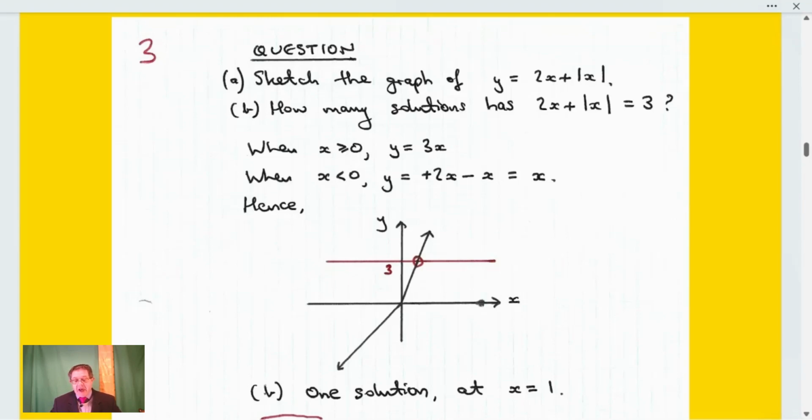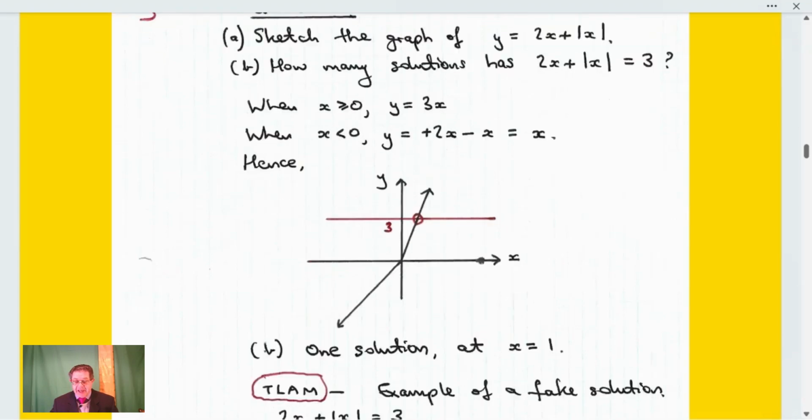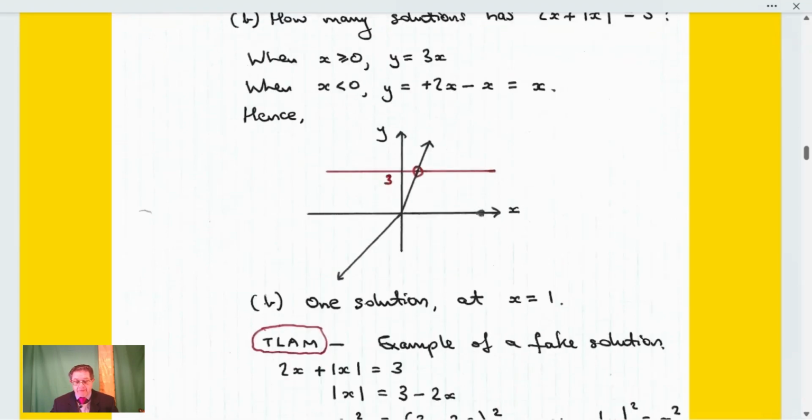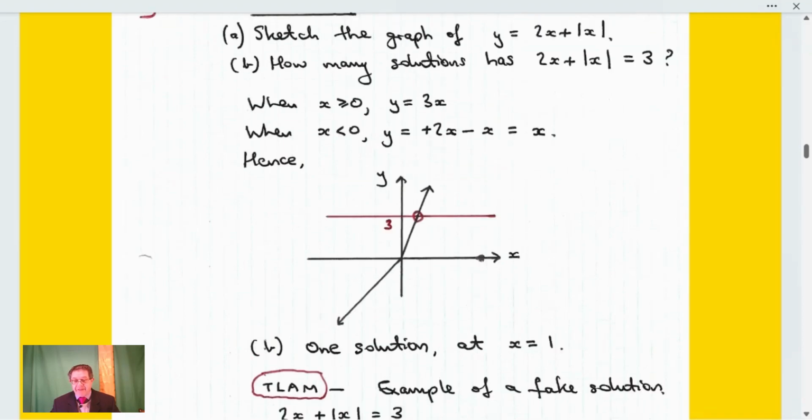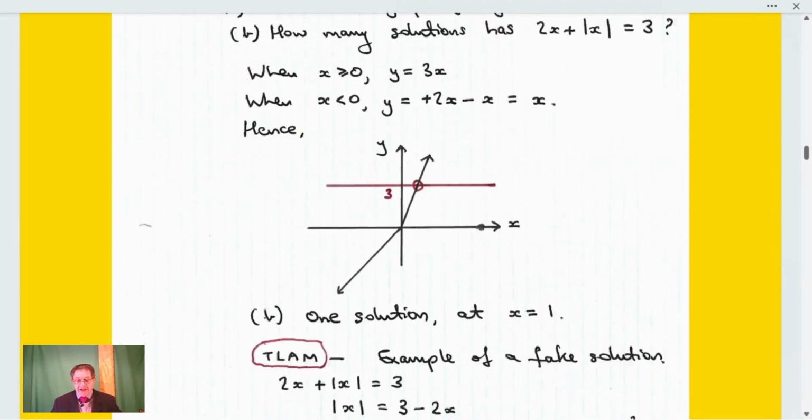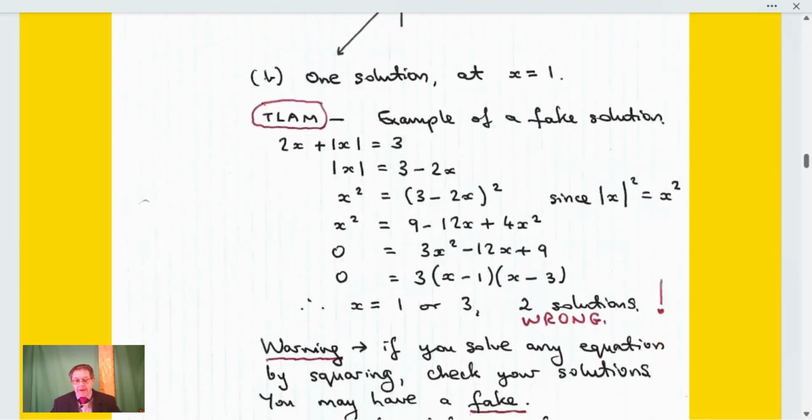Part B of this question, how many solutions has 2x plus mod x equals 3? Drawing the line across graphically, when y equals 3, there is one solution only. It doesn't ask us where it is, but it is at x equals 1. Now, by jumping into heavy algebra, instead of thinking graphically, we can get a fake solution here and get the wrong answer, and I will show you how.